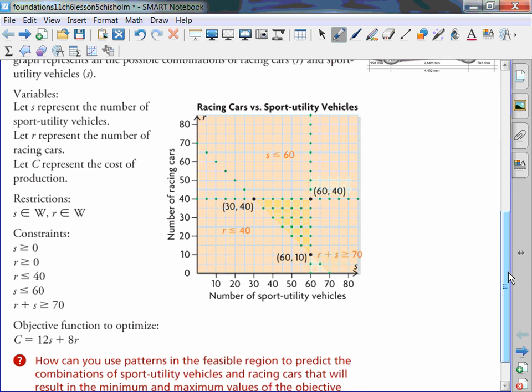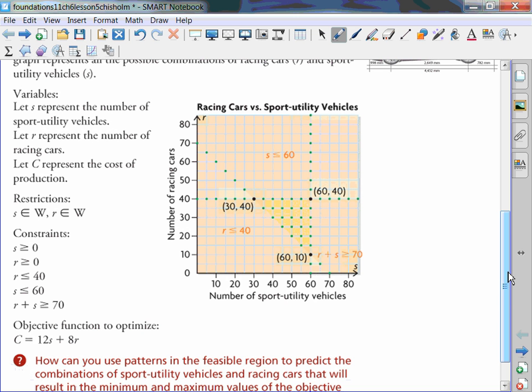Our constraints, we can't have less than 0. So S has to be greater than or equal to 0. R has to be greater than or equal to 0. We know that they can produce no more than 40 racing cars and no more than 60 sport utility vehicles. R is less than or equal to 40 and S is less than or equal to 60. We also know that they will produce at least 70 vehicles each day. R plus S greater than or equal to 70. Those are the constraints.